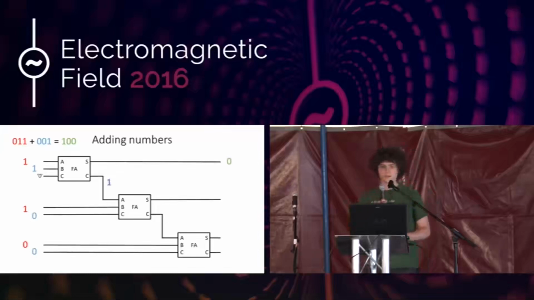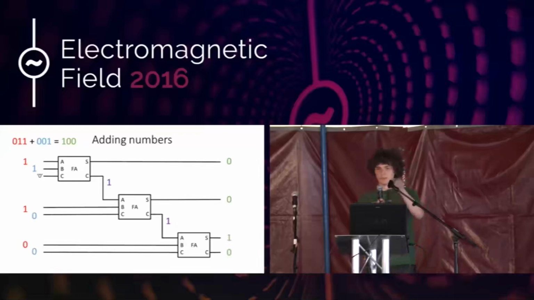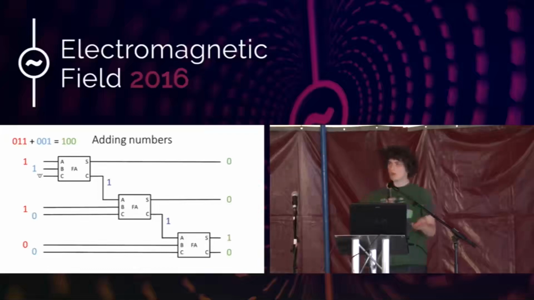Then the second adder, we are again adding 2 1s and 1 0. So the output is the same. The sum is 0 and the carry is 1. And then for the last adder, we see that we have 1 and 2 zeros. So the result is 1. So the sum is 1 and the carry is 0. And if we now look at the number that we have on the right side and we read it from bottom to the top, then we have 1 0 0 or 4 in decimal. And that's exactly the number we were looking for.